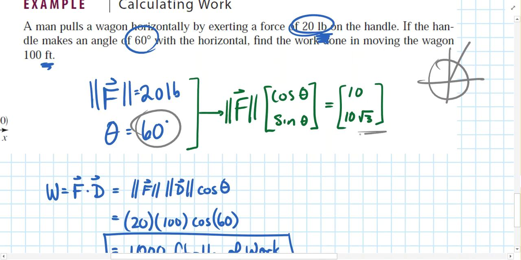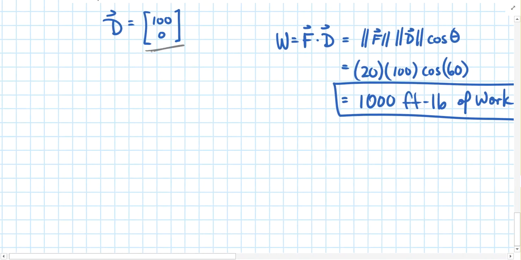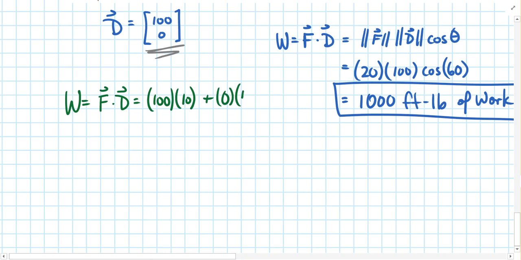Now, with the rectangular form of the force vector and the rectangular form of the distance vector, we can also find the work that way as well. Again, work is defined as the force vector times the distance vector. And when we use component notation, we would need 100 times 10 plus 0 times 10 radical 3. And here again, the result ends up being 1,000, and our unit of measure for work is foot-pounds.